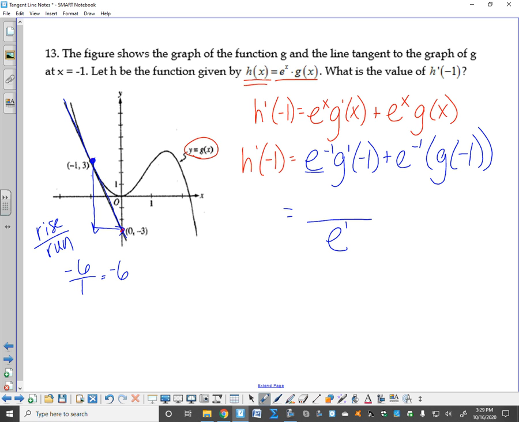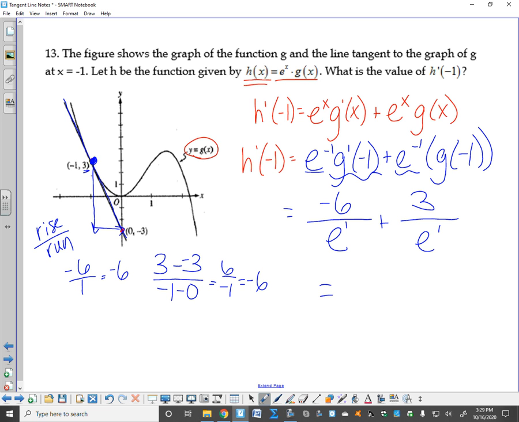Or you can do the points. You can do y minus y over x minus x and get 6 over -1, which is -6. Regardless, the slope of the tangent line of g at -1 is a -6. Then there's another e to the -1, so that's going to be e to the 1. And then this wants g of -1, so that isn't about the slope. That just wants what the y value is of g at -1, and that's a 3. And then these are like terms because they're both over e, so I can combine them and get -3 over e.